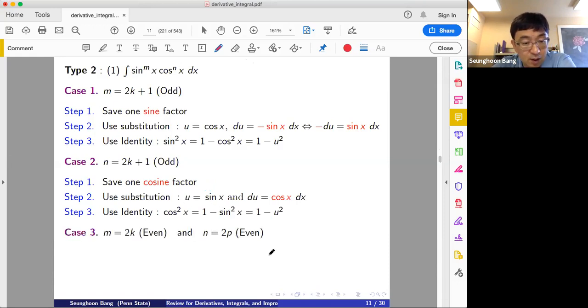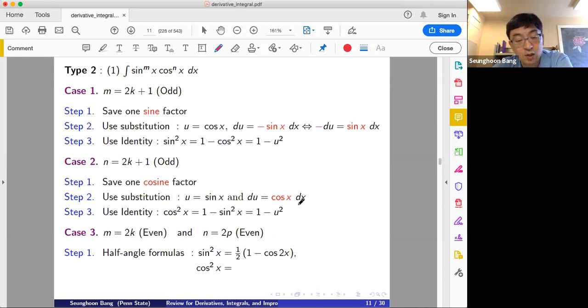Case 3, m equals 2k, n equals 2p, all even powers. You can use half angle formulas. Sine square of x equals 1 over 2 times 1 minus cosine 2x. Cosine square of x is 1 over 2 times 1 plus cosine 2x. Step 2, you can use the integral of cosine kx dx, which is exactly the same, 1 over k sine kx plus c.